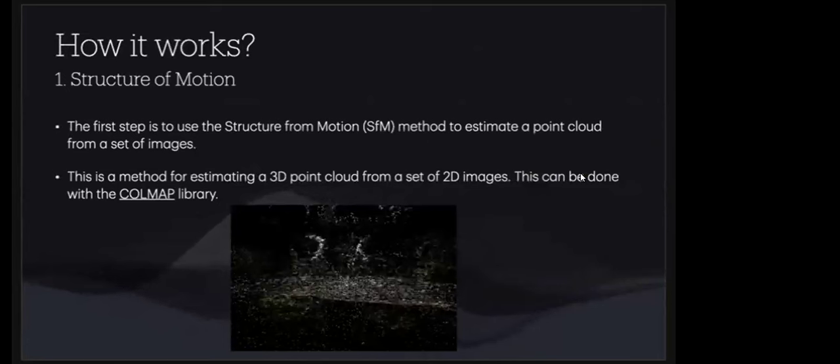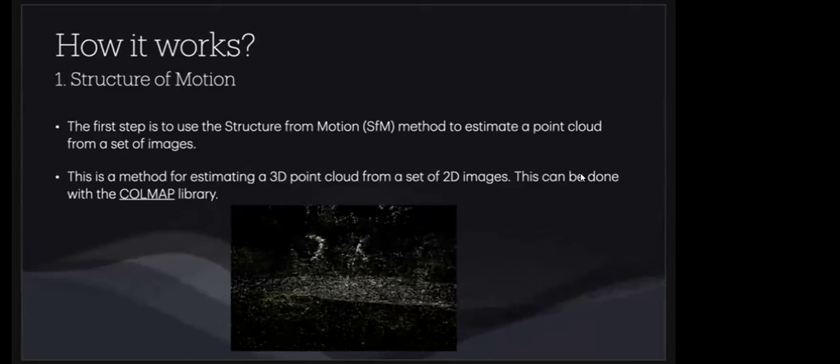So how does it actually work? First, we are going to use structure from motion, where this method is used to estimate a point cloud from a set of images. This is a method for estimating 3D points from multiple 2D images. And this has been done before as well in classic computer vision techniques, where they're using the COLMAP library.